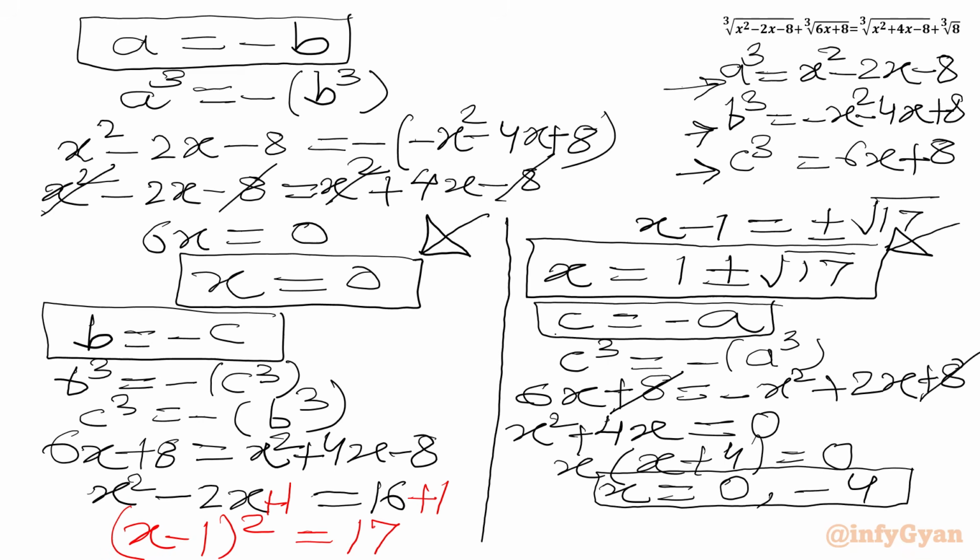So in total, we have 4 real solutions. Here I will write x equal to 0, minus 4, 1 plus minus square root of 17. So in total, there are 4 real solutions.